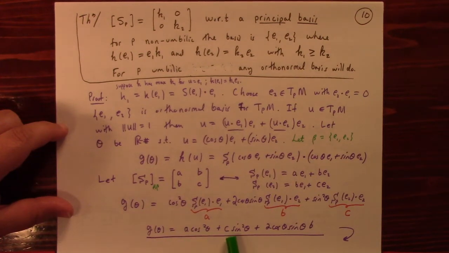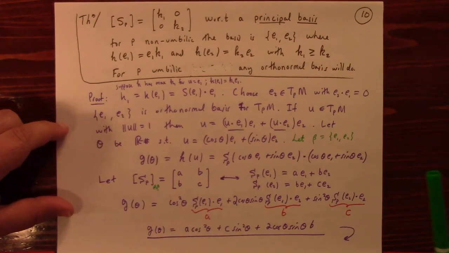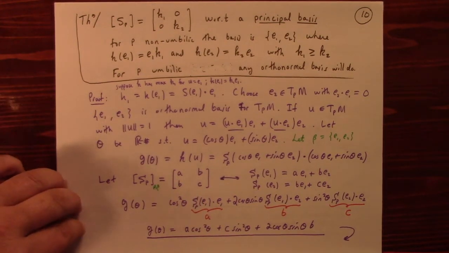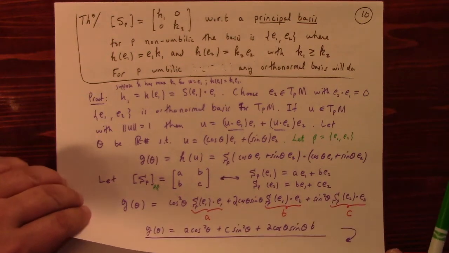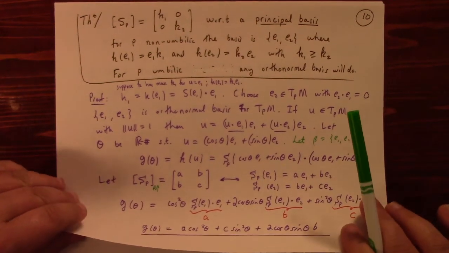It's A cosine squared theta plus C sine squared theta plus 2 cosine sine B, where A, B, and C are the to-be-determined entries of the matrix of the shape operator with respect to this orthonormal basis, half of which was given to us by the extreme value theorem.